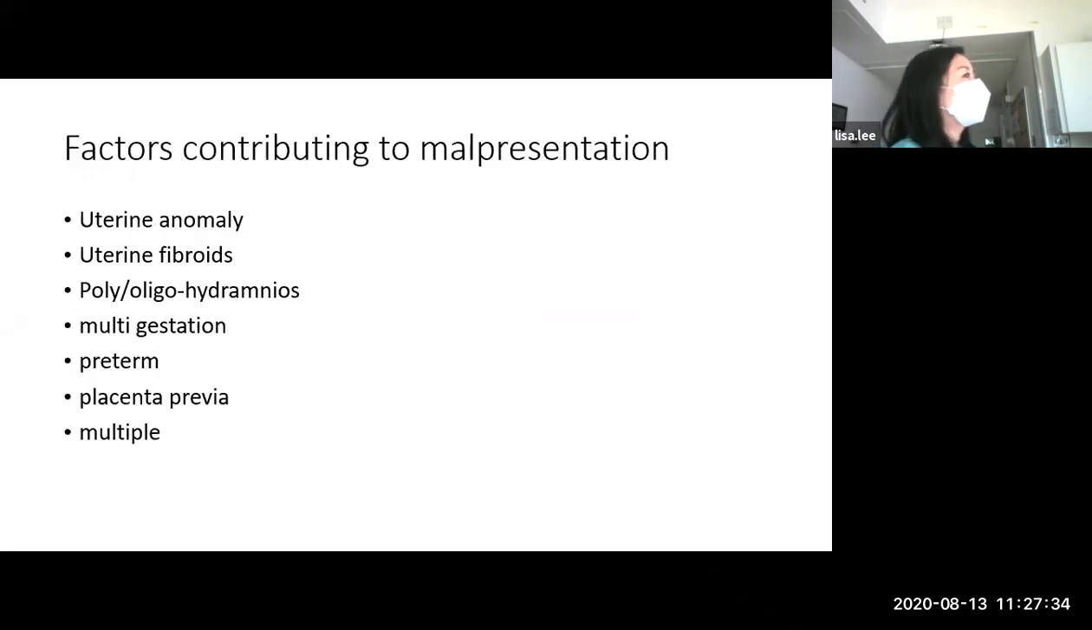So what are factors contributing to malpresentation? Yes, multiple. What else? Uterine anomalies. What else in the uterus? Fibroids, good. Fetal anomaly, sure. Polyhydramnios, right, good. There's a lot of room to flip around. Abnormal presentation. Oh, pelvic shape, sure, yep.